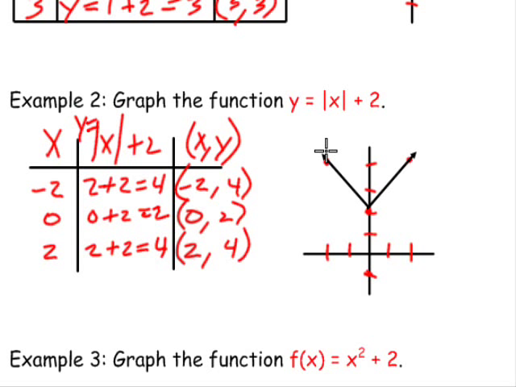Okay, very simply, anytime you see absolute values, you're always going to see a very angled change of direction. Okay, you're going to see an example in just a second of a curve. So make sure you take a look at that very carefully. So let's move on down.